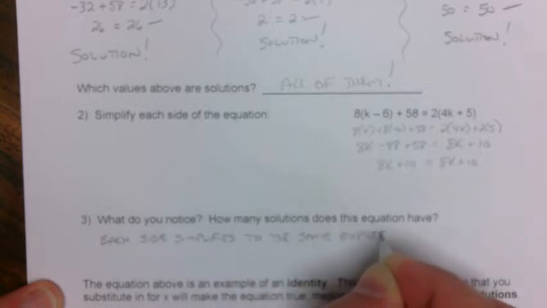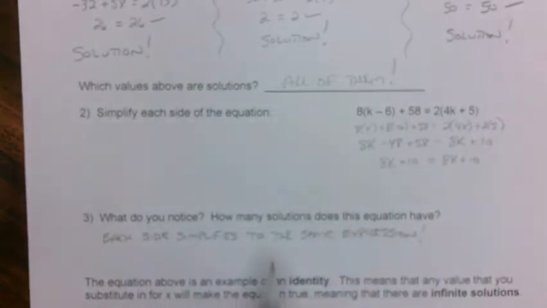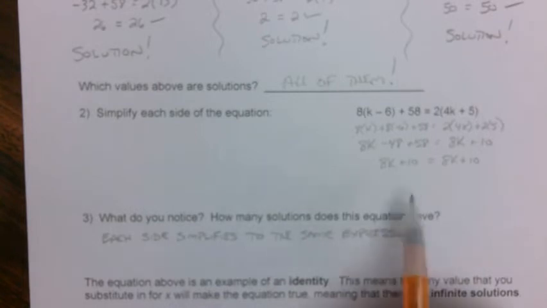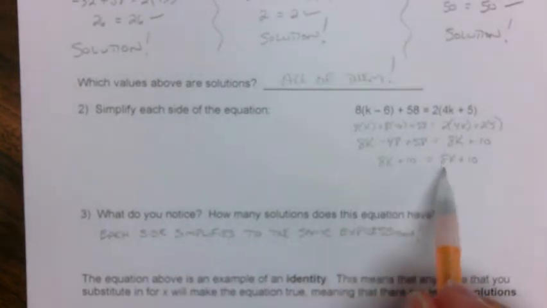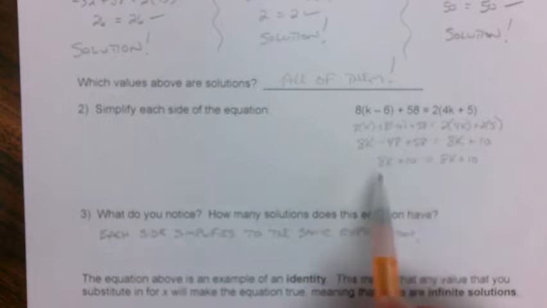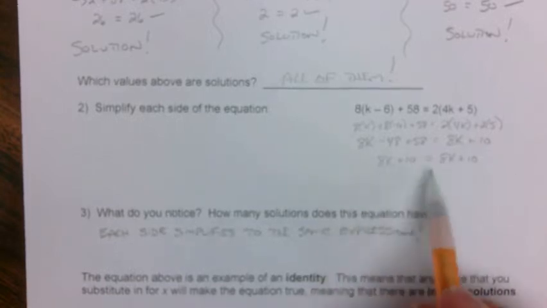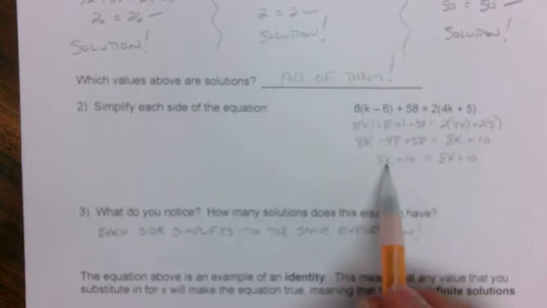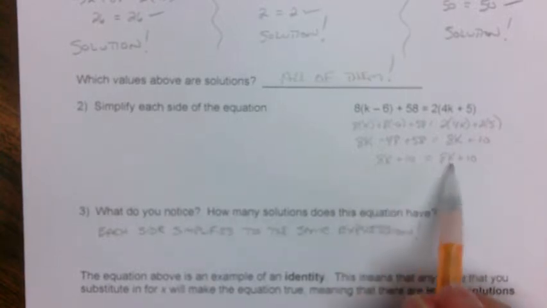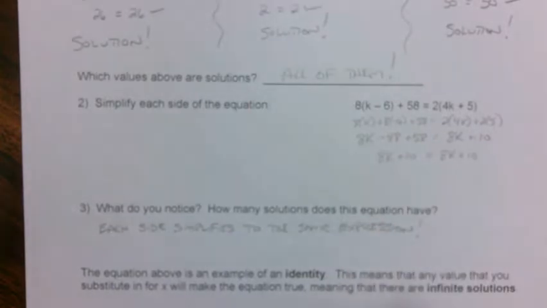All right, we had 8k plus 10 on both sides. So the question wants to know then, how many solutions does this equation have? How many values could we plug in for k where we would get the same answer? Well, since the two sides are equal to each other, 8k plus 10 equals 8k plus 10, I can plug any number in for k and I would get a true statement every single time.